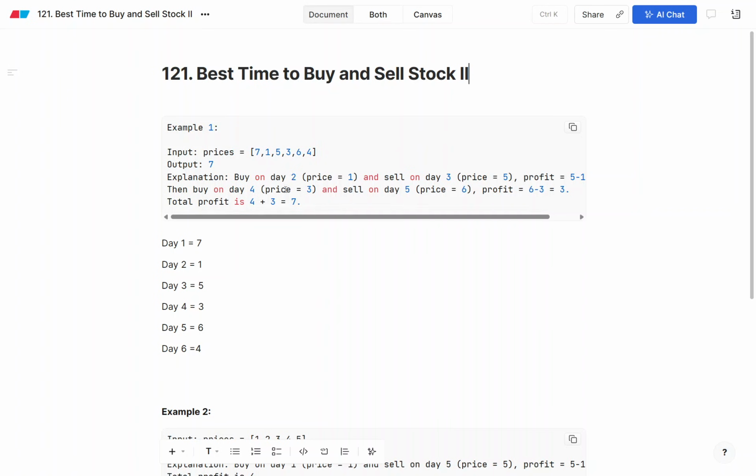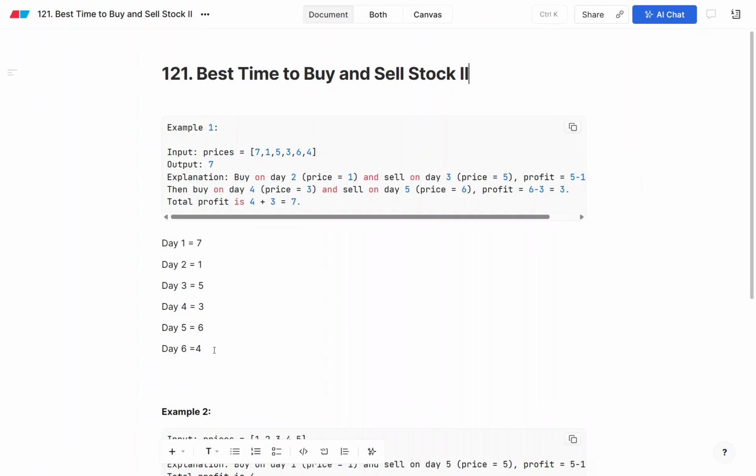In this question, the same example we have taken here also. So these are the days. On day one the stock price is 7, then on day 2 we have 1, then day 3 is 5, then day 4 is 3, then day 5 is 6, and then day 6 is 4. Okay, so now what you need to do is choose the minimum cost of that particular stock, and then you need to sell it at more than the cost, so you get the maximum profit, and then after that you need to sum up all the profit you have covered on that particular day.